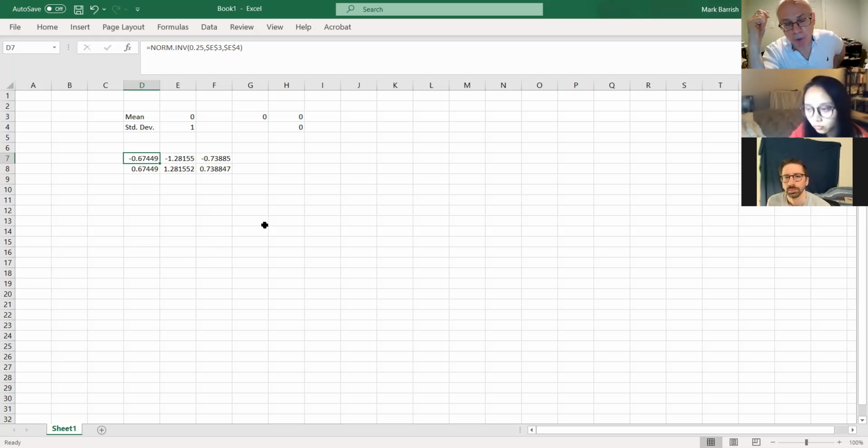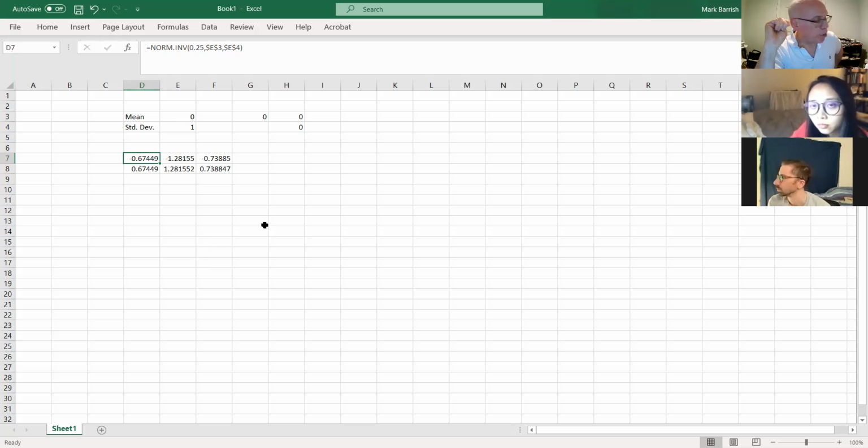And that's why those numbers are equal. Makes sense? Yeah. And it's negative 1.2816, whatever the number is. Same thing with the last one too.